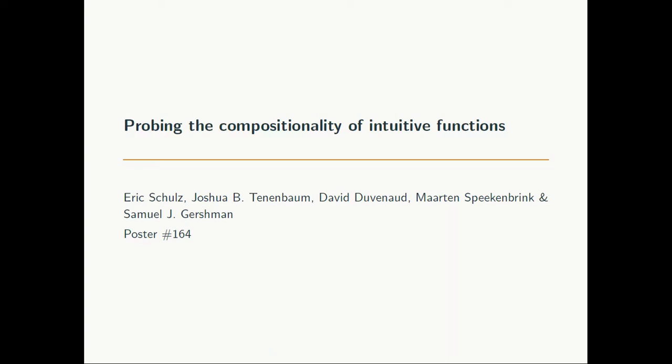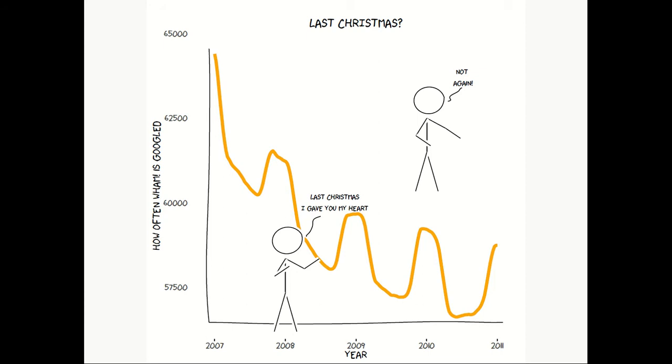How do people learn about and represent complex functional structure? For example, when they're trying to figure out if and when Last Christmas will be played on the radio this year. We tried to assess this question by using a Gaussian process approach towards learning functional structure.